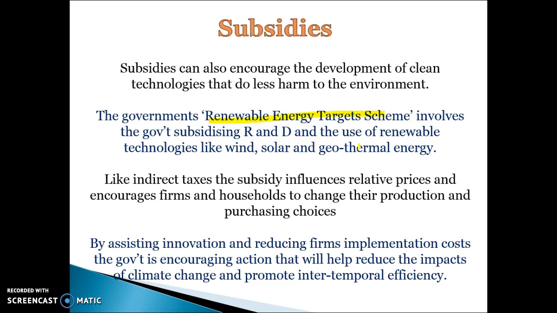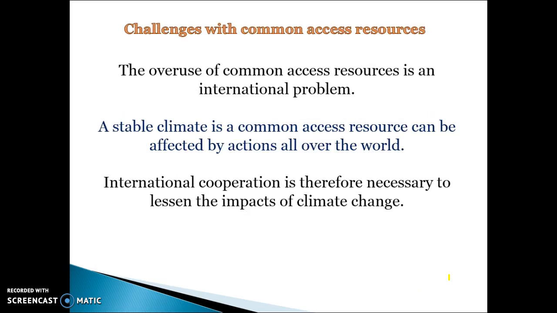solar, or geothermal energy. Like indirect taxes, the subsidy influences relative prices, but in this case, it reduces the relative price of renewable energy and makes their cost of production lower. This encourages consumers to invest in renewable energy, and the government also assists innovation by reducing firms' implementation costs by implementing these subsidies. This will hopefully help to achieve intertemporal efficiency in the future.